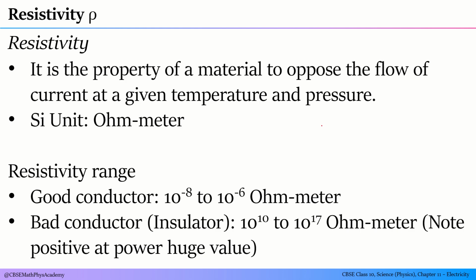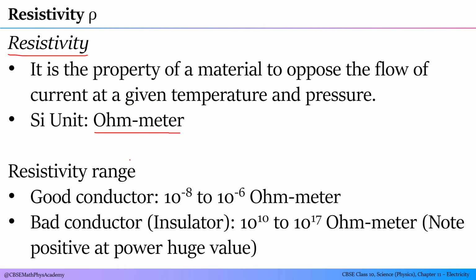So we saw about resistivity. See, resistivity is the property of the material, that is where you have a wire, copper wire or an aluminum or a silver wire. Each material has a resistivity. So that property is what opposes the flow of current at a given temperature and pressure. The SI unit of resistivity is ohm meter.